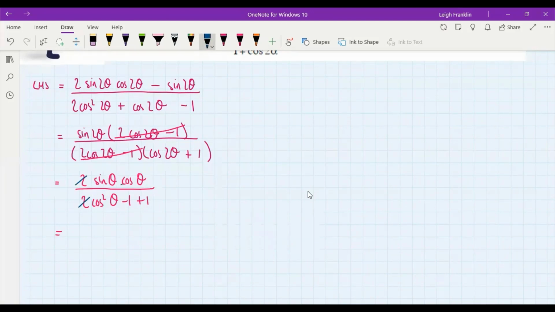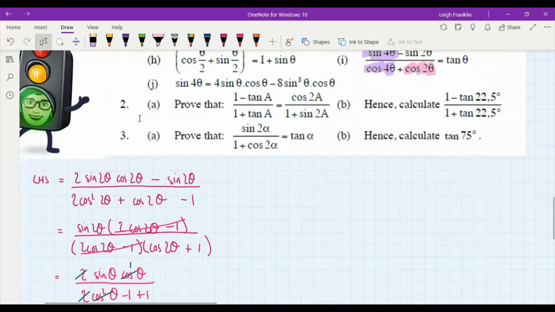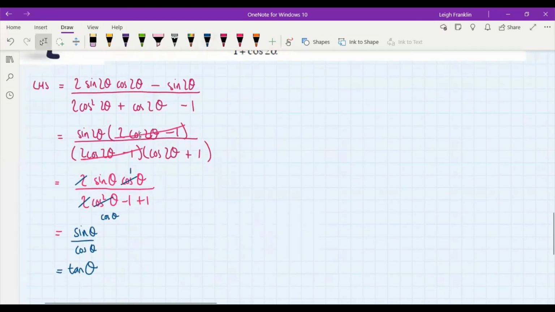And cos theta will go into itself once, and it's going to go into cos squared theta, cos theta number of times. So that's going to leave us with sine theta over cos theta, which is tan theta. Okay, and that's how left-hand side equals right-hand side.